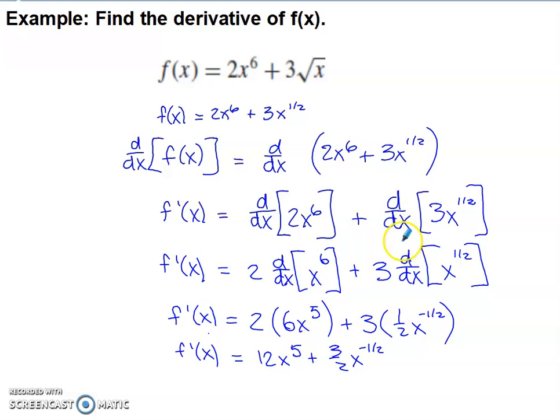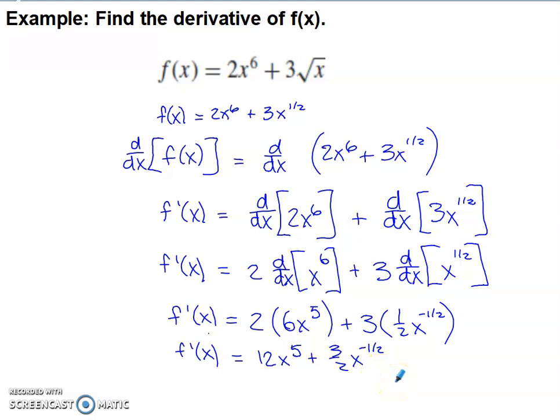I can take this constant, bring it out in front, and put the derivative of x to the 1/2 right beside it. So I copied this constant, derivative of x to the 6th, multiplied by the exponent, subtract 1 from it. Copied this constant, derivative of x to the 1/2, multiplied by the power, subtract 1 from it. If you simplify this, 2 times 6 multiplies to 12. That'll be the coefficient of x to the 5th. 3 times 1/2 will multiply to 3/2. That'll be the coefficient of x to the negative 1/2.